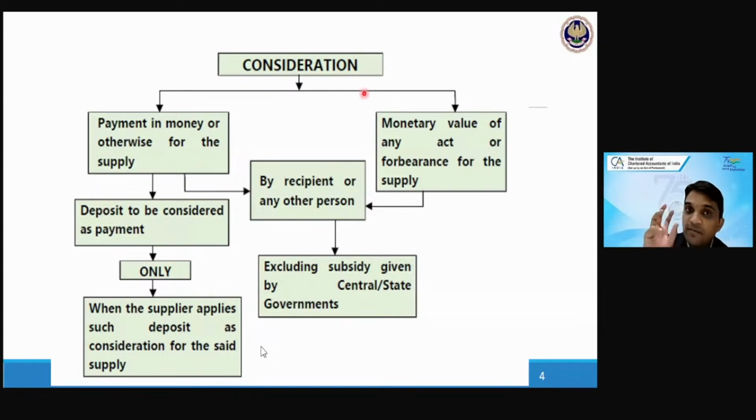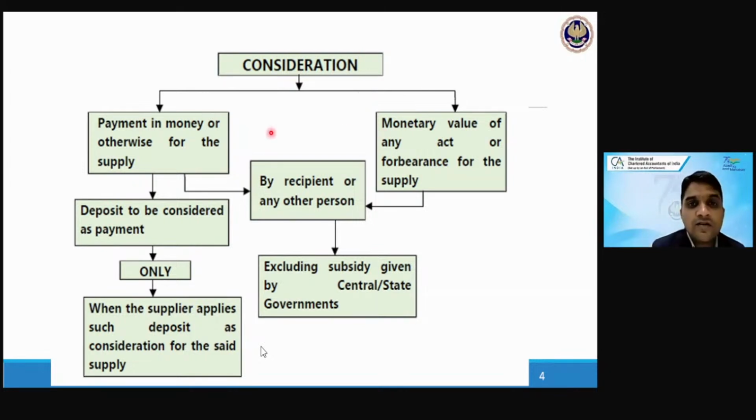Now, can consideration be only in money? No, it can be in money and it can be in non-money also. So monetary value of any act or forbearance for the supply is consideration when it is paid by the recipient or any other person. So I'm selling it to you. It is not necessary that you have to pay me the consideration. You can tell somebody else who owes you, that is, they have to pay you. You can tell, don't pay to me, pay to my vendor. So they will pay me directly and it's not necessary that you pay to me.